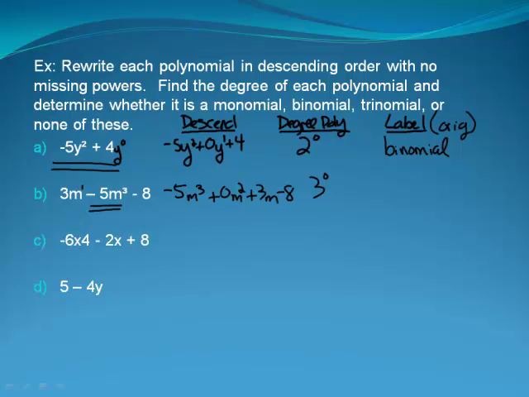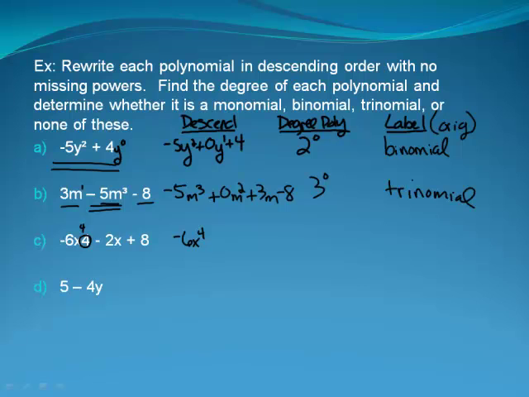And again, looking at the original problem, there were 1, 2, 3 terms. Remember, terms are separated by addition or subtraction. And so the original problem was a trinomial. Okay, our next one. This should be a power of 4 here. Okay. We've got negative 6x to the 4th.